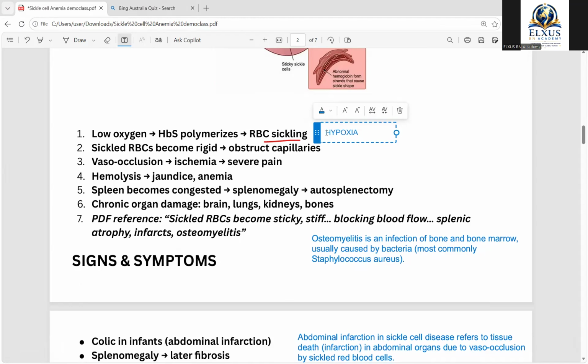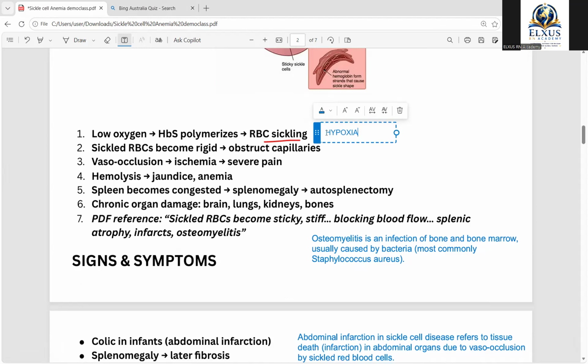Okay, and because of the occlusion of the blood flow, the spleen becomes congested, so it can lead to splenomegaly. Okay, and if there is splenomegaly, what happens? The spleen will be destroyed automatically. That means auto-destruction of the spleen occurs in case of sickling of the RBC.